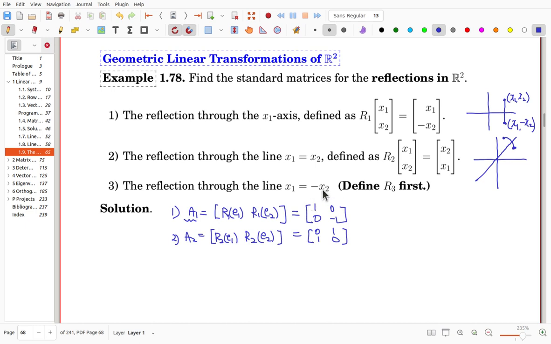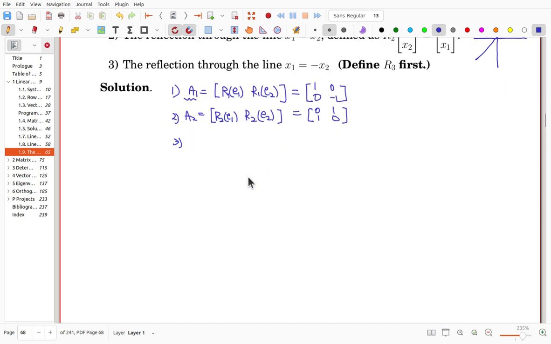Okay. Now, for this part, R3 is not given explicitly, so you have to find R3 first. Now we'll see the figure here. The reflection is made about the line y equals minus x. So if you start with some point here, then the reflection through the line will be that one, right?